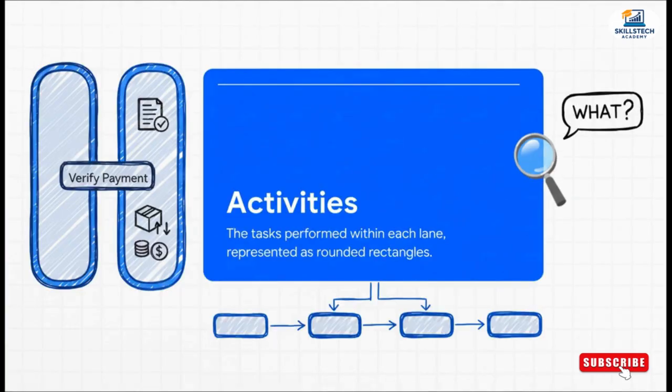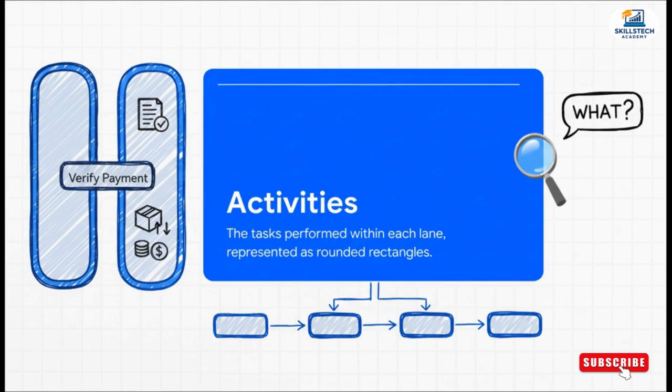Now, inside those lanes, you have activities. These are the little rounded rectangles, and they represent the actual work that's being done, the specific tasks. So if a lane answers who, the activity answers what. Things like verify payment or prepare shipment.